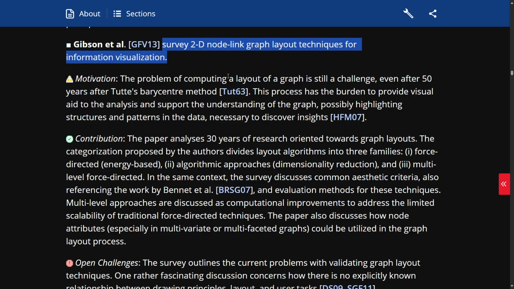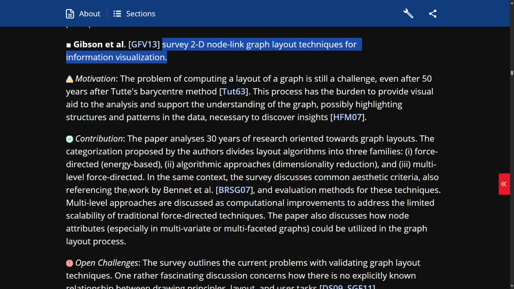Contribution. The paper analyses 30 years of research oriented towards graph layouts. The categorization proposed by the authors divides layout algorithms into 3 families: 1, force-directed, energy-based; 2, algorithmic approaches, dimensionality reduction; and 3, multi-level force-directed. In the same context, the survey discusses common aesthetic criteria, also referencing the work by Bennett et al., BRSG07, and evaluation methods for these techniques.